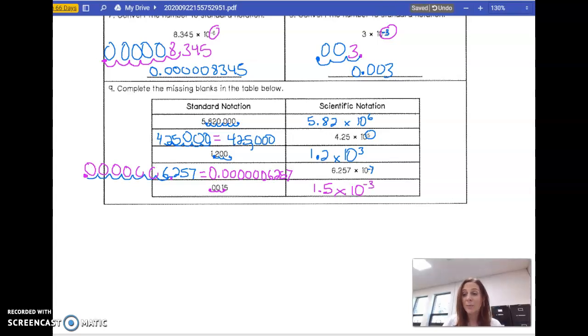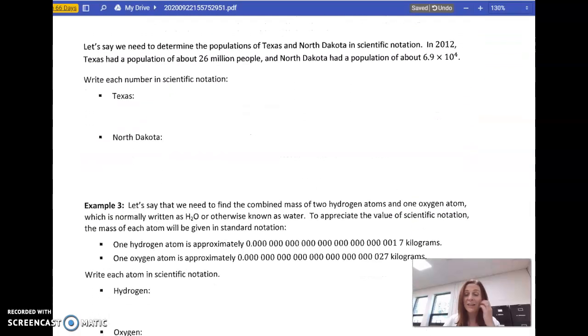All right, just to finish up with a couple more examples. This is a problem I had that had us doing more with it, but I want us to just get it in scientific notation. So let's just write each of these populations in scientific notation. Texas had a population of 26 million. So in scientific notation, remember my decimal point is here. I want it here. So I know I'm going to have 2.6 times 10. And I want to go over to the right 1, 2, 3, 4, 5, 6, 7 times. Don't count zeros. Count the number of decimal places.